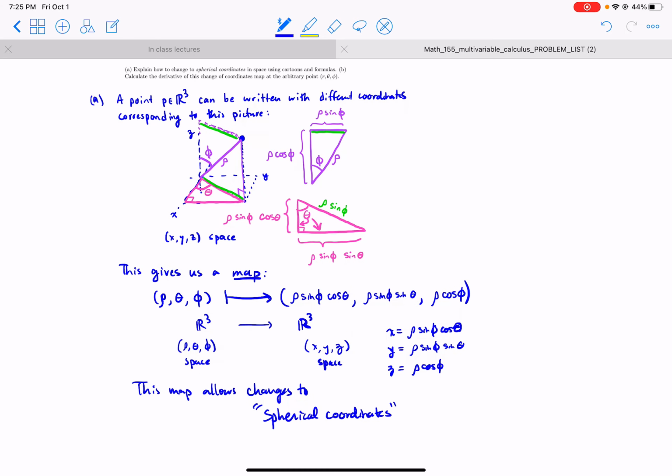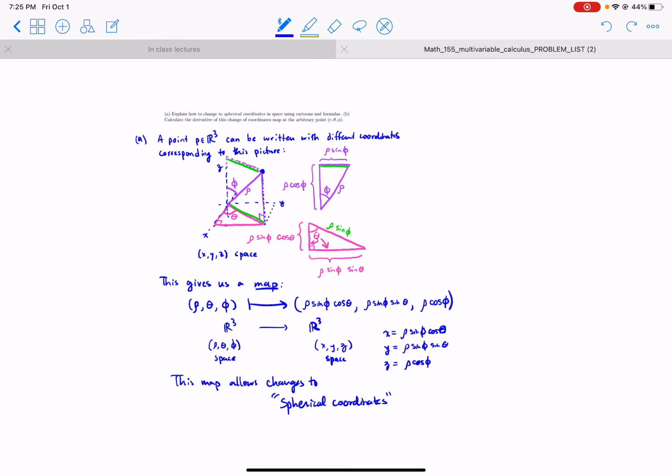Okay, why do they call it spherical coordinates? Well, because if we just change the theta and phi, we move around on a sphere of radius rho. And then if we start changing rho, if we view it as an input and we can change it, then we start expanding and contracting our spheres. A big sphere out here versus a smaller sphere down over here. Okay, that's part A.